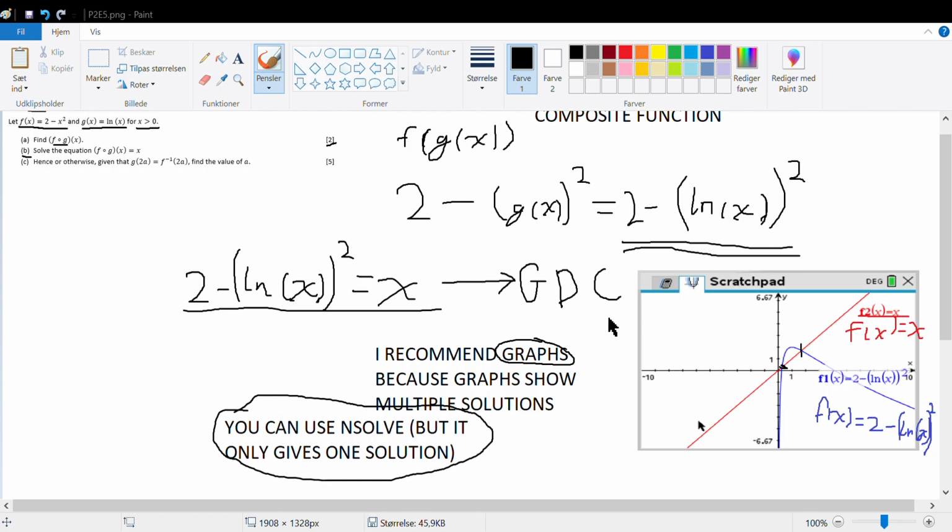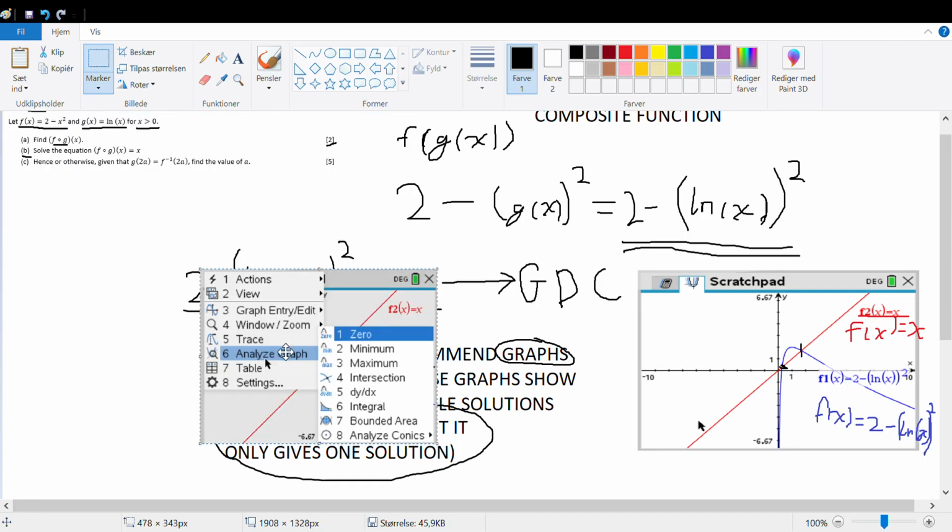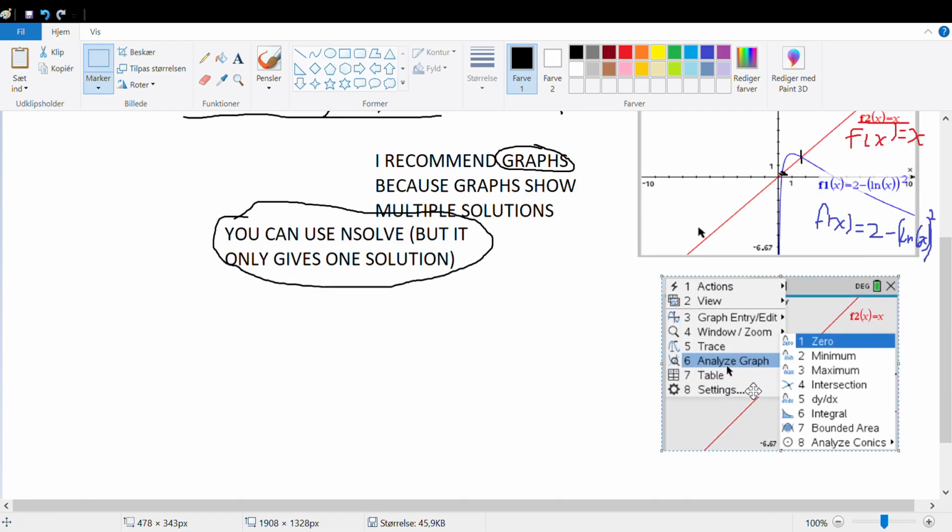Once we are in analyze graph and intersection, we can select the lower bounds that we want. I'll show you where you find this command. There we go. The place that you can find this command is in here, where you go down into Analyze Graph, and then you simply pick intersection. This will find where two graphs cross.